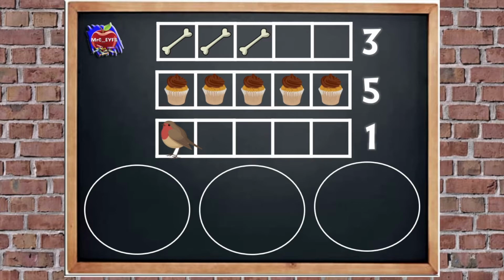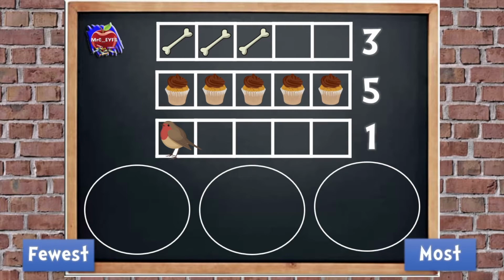Right, so which group out of all of them has fewer? Yeah, it's the robin. Excellent. So it's got fewer than cakes and there are fewer than bones. But we can also say it has the fewest out of all the groups. Right, so now we're going to order these groups from fewest to the most.